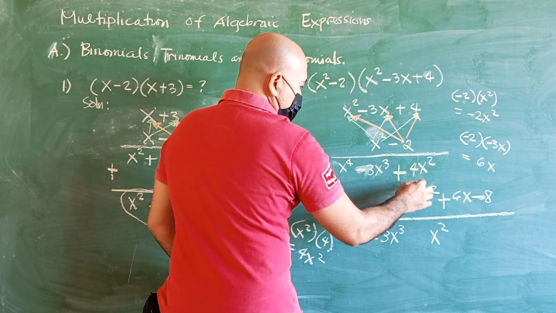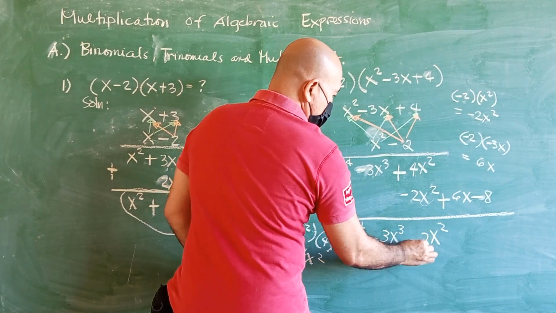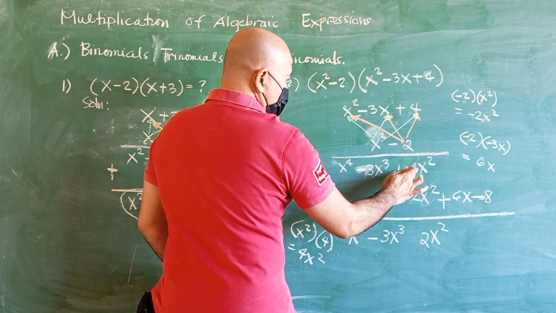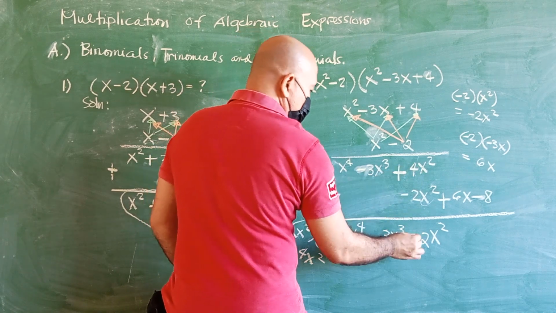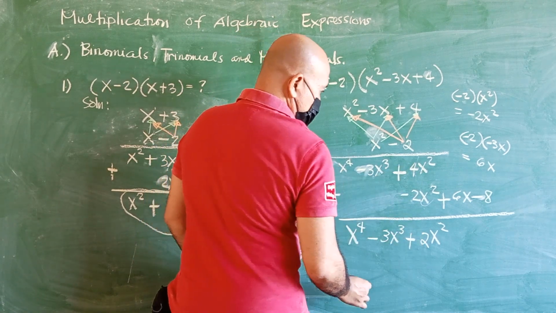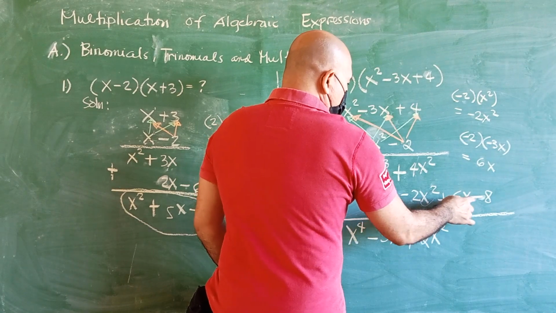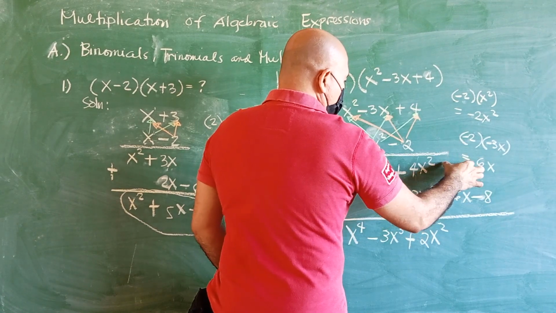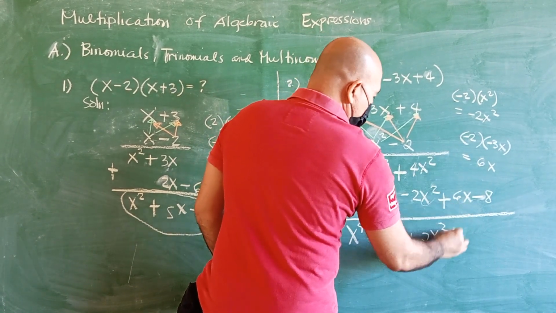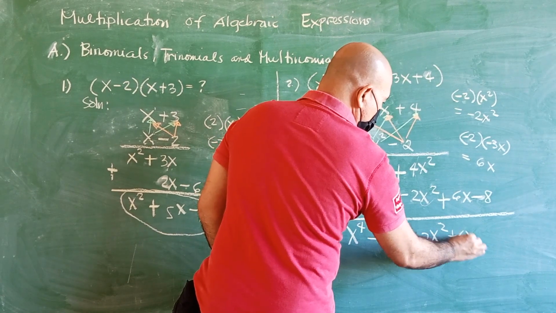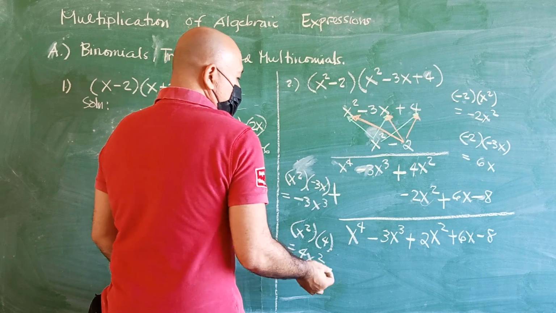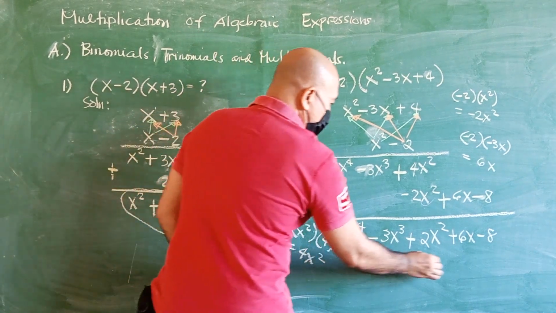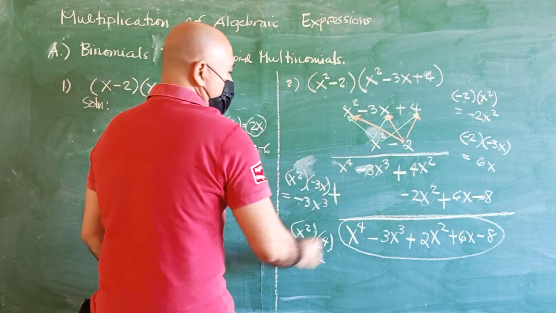When adding unlike signs, get their difference, that is 2. And since 4 is bigger than negative 2 in absolute value, the operation is plus, so this is also plus. For 6x minus 8, since there are no terms above, just bring them down together, 6x and the minus term, as part of the answer to obtain the final answer.